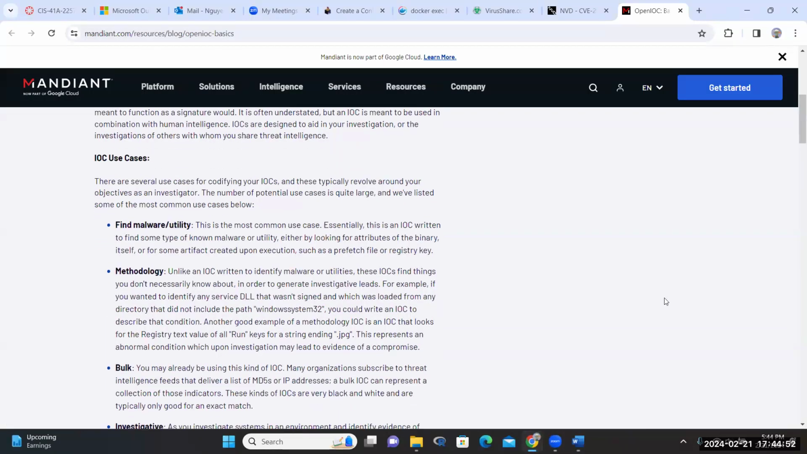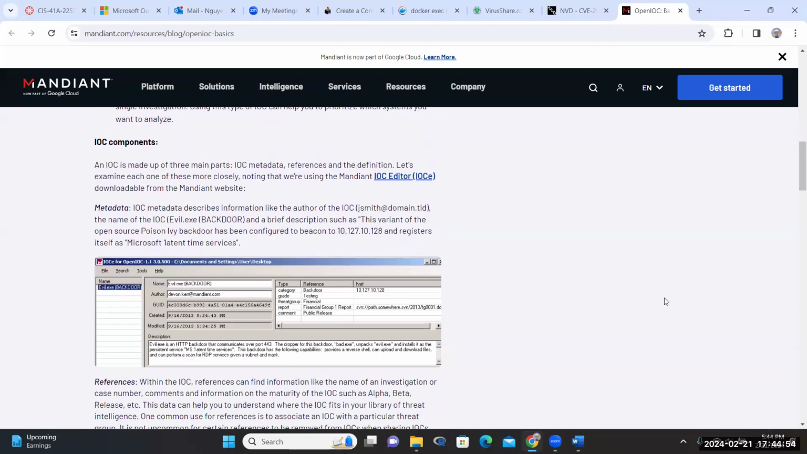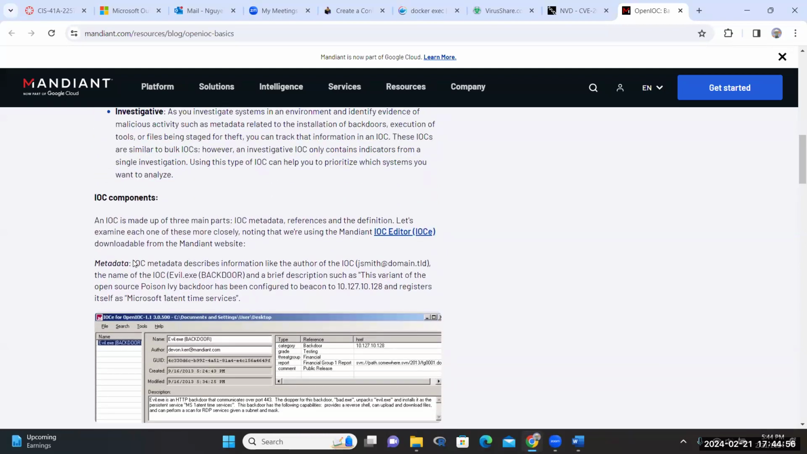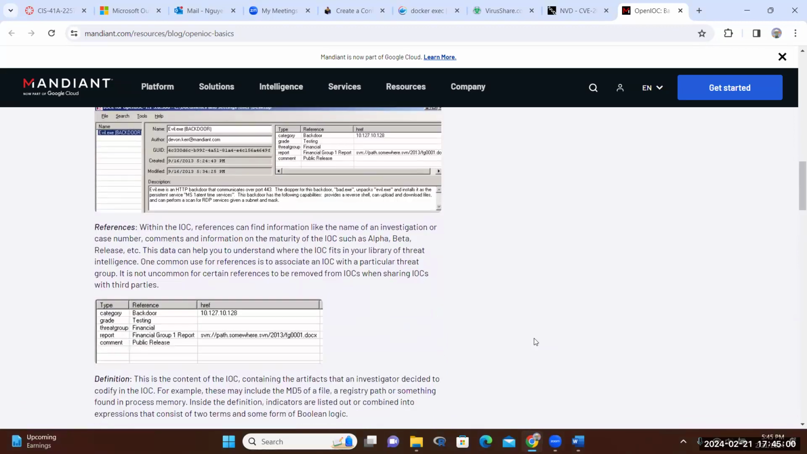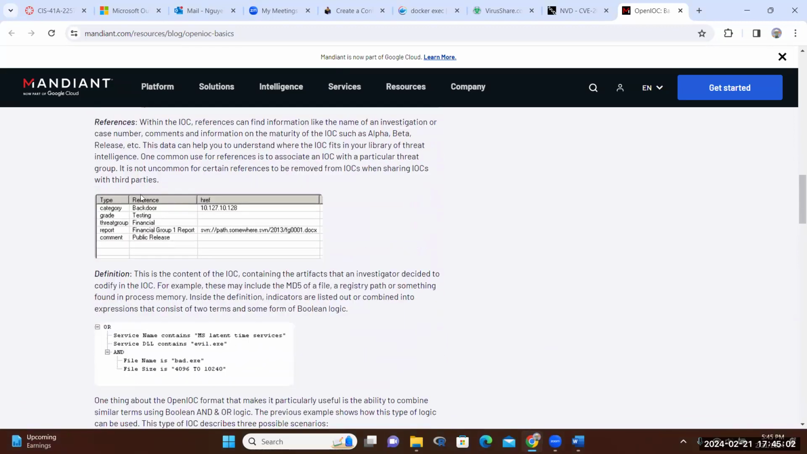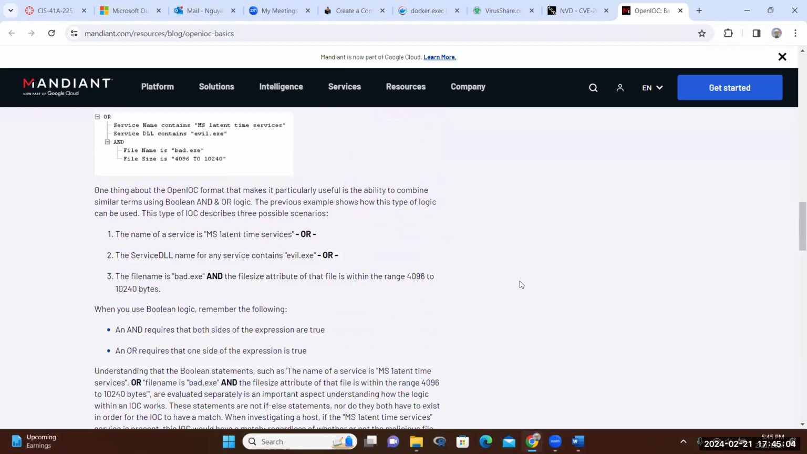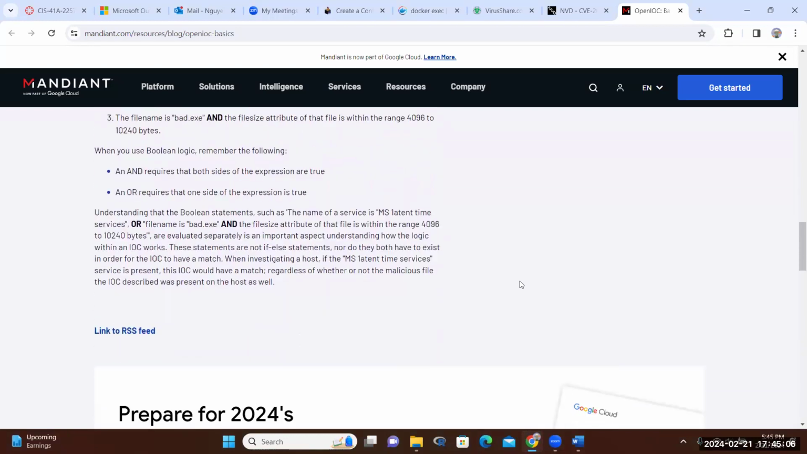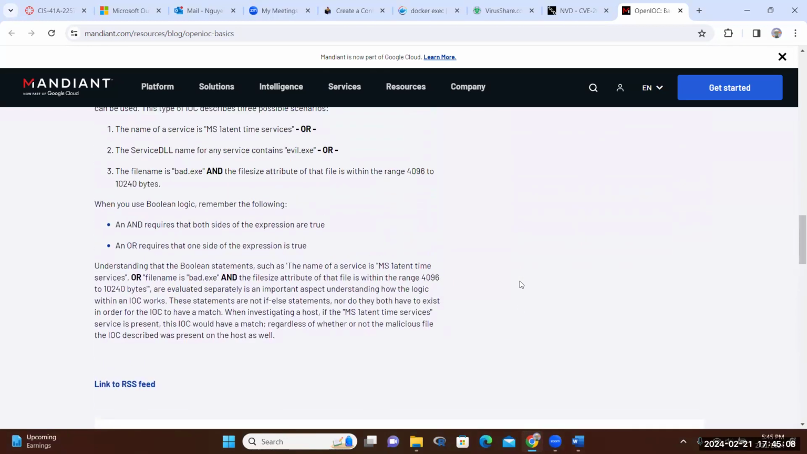So coming back here, what you see is it gives you some metadata. So you have to read through this to get the information that I had put down there, right? The references for the malware information. And then you can also link to their RSS feed.